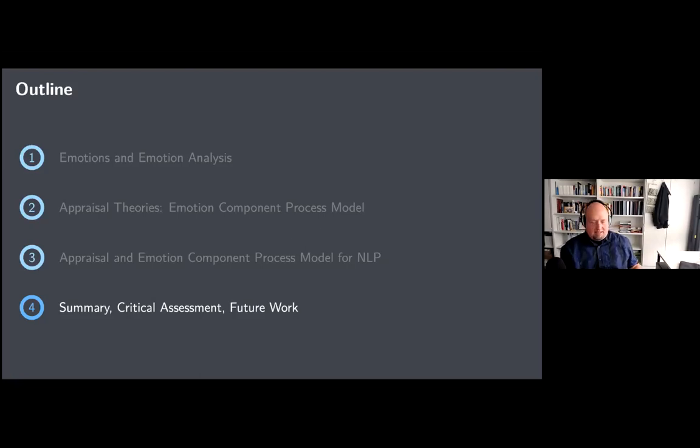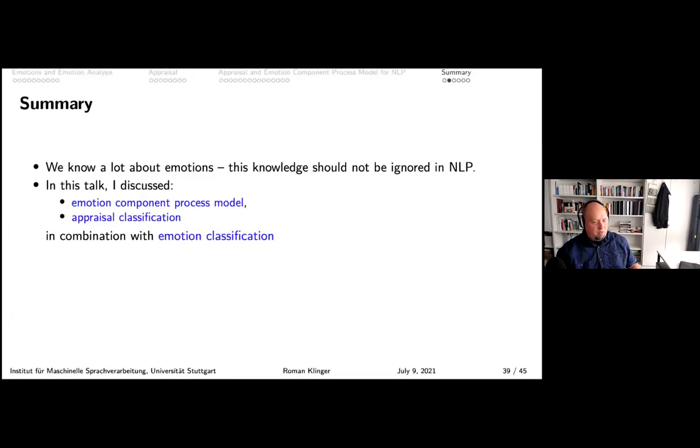All right, so let's summarize what I talked about, and also talk a little bit about critical aspects of this work and future work. What I would like to summarize is that we know quite a lot about emotions in psychology, and I would like to propose or motivate to look into these things when we model such things in NLP. We shouldn't ignore that, just because it helps our understanding about emotion communications.